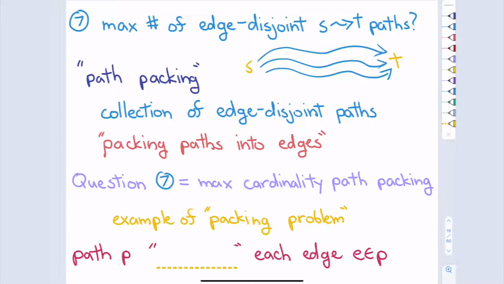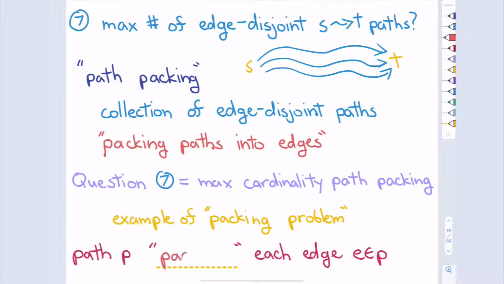So this is a generic example of a packing problem. And again, the object being packed is paths. You have many choices of paths, but the limited constraints are the edges. If we're using pack as a verb, the path is getting packed into the edges.